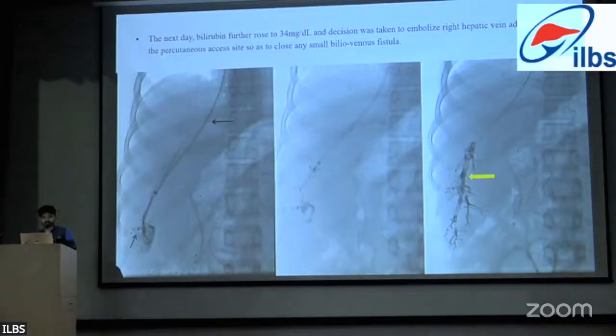So here we can see we took transjugular access and entered the right portal vein, and we took a run, and we can see this is the right portal vein which is getting filled, and we decided to embolize with glue. And here we can see the right hepatic vein is completely embolized with glue.